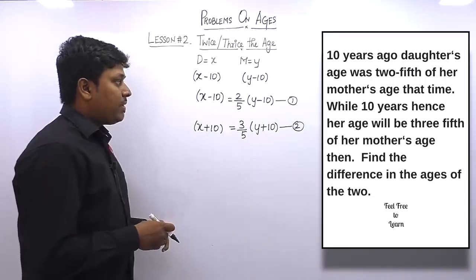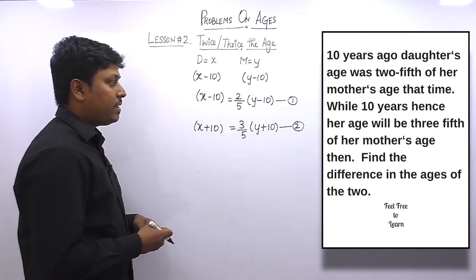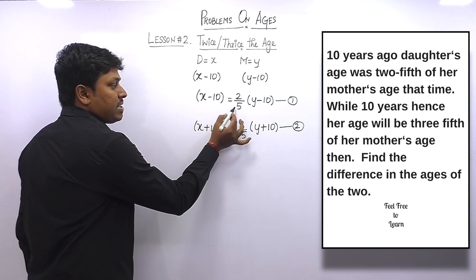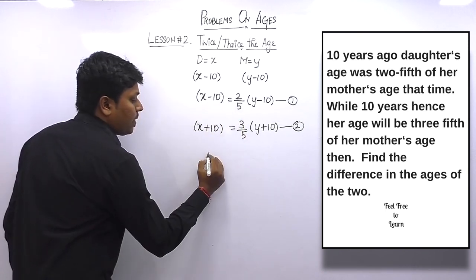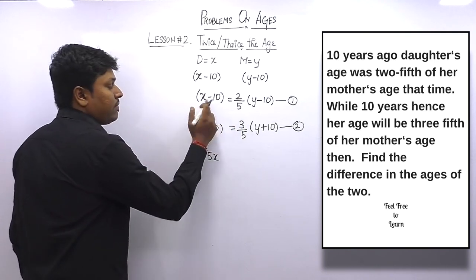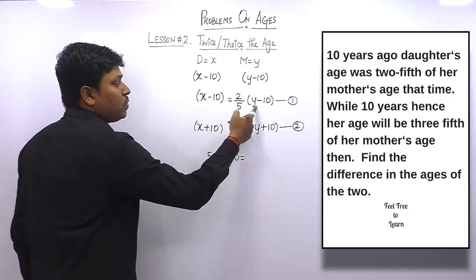So let me do one thing, we can solve both the equations and then we can find the value of x and y, no other way, right? So first we can solve equation number 1. I am just going to cross multiply this 5 to the left hand side. So 5 into x will be 5x. So 5 into minus 10 will be minus 50. And remaining we have 2 into y minus 10.